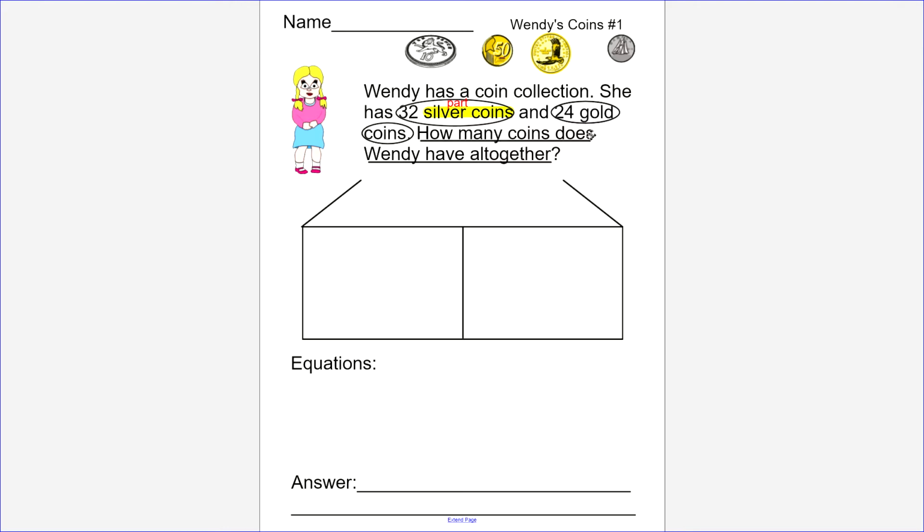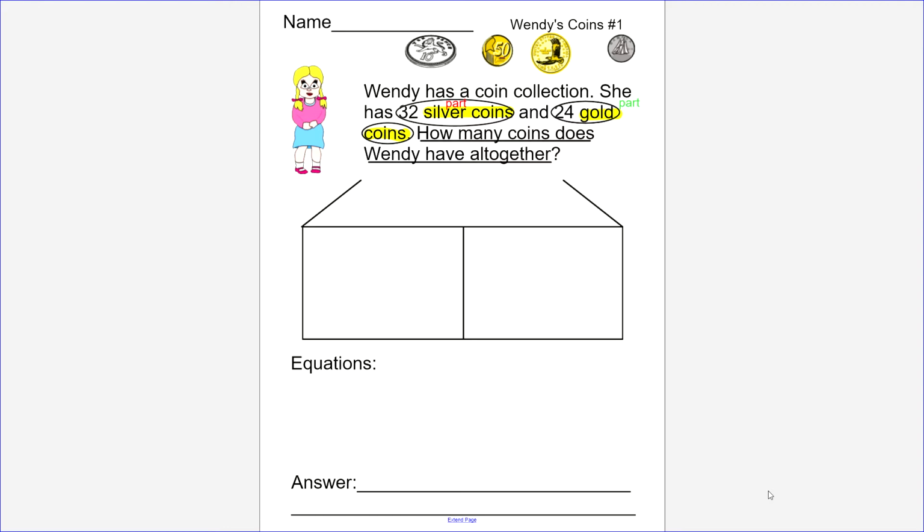Look at the other piece of information, 24 gold coins. What words in that problem help us figure out if it's a part or a whole? Well, of course, gold coins helps us know that this is also a part. Gold coins are just one kind of coins. We know that Wendy has an entire coin collection. So silver coins are some of the coins, a part, and gold coins are also some of the coins, a part.